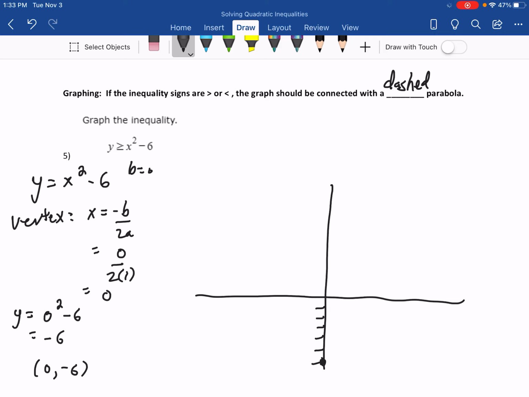Okay. Then we want to get some points in one direction. Then we can get the other side of the parabola using symmetry. So we'll do a t-table.